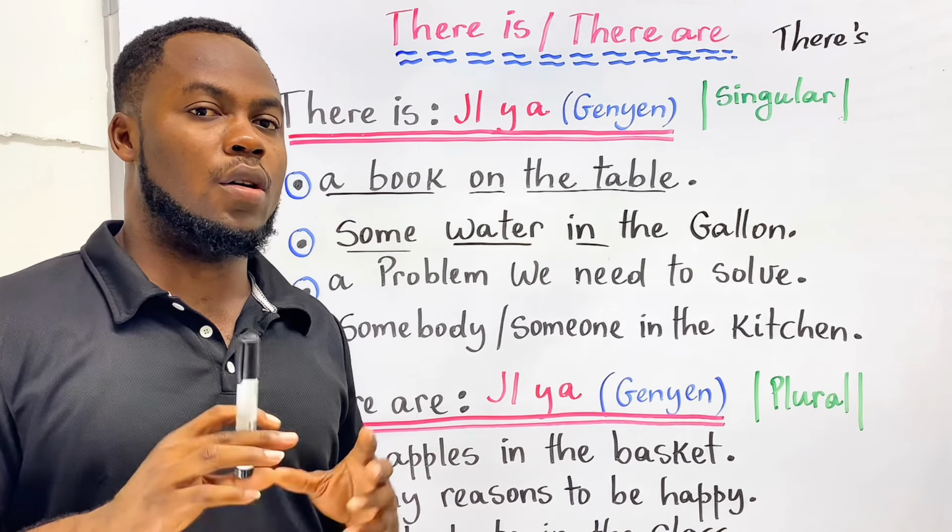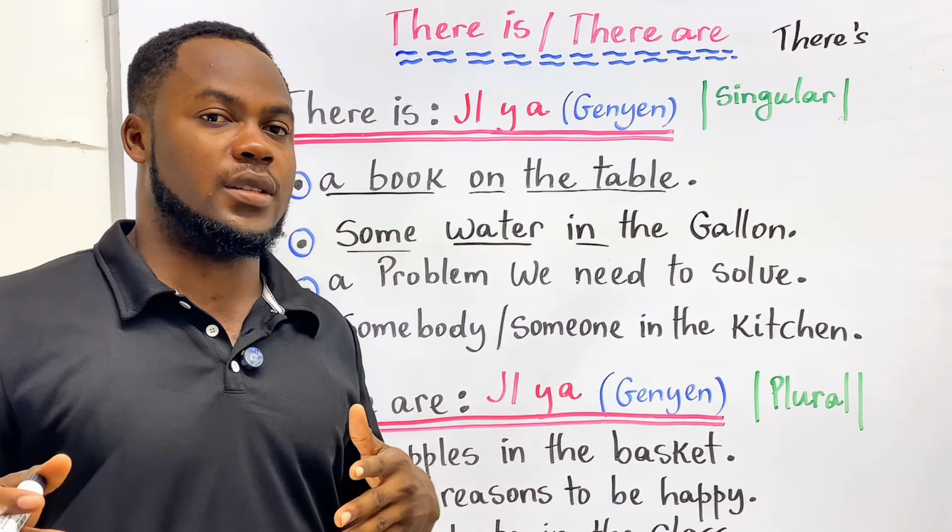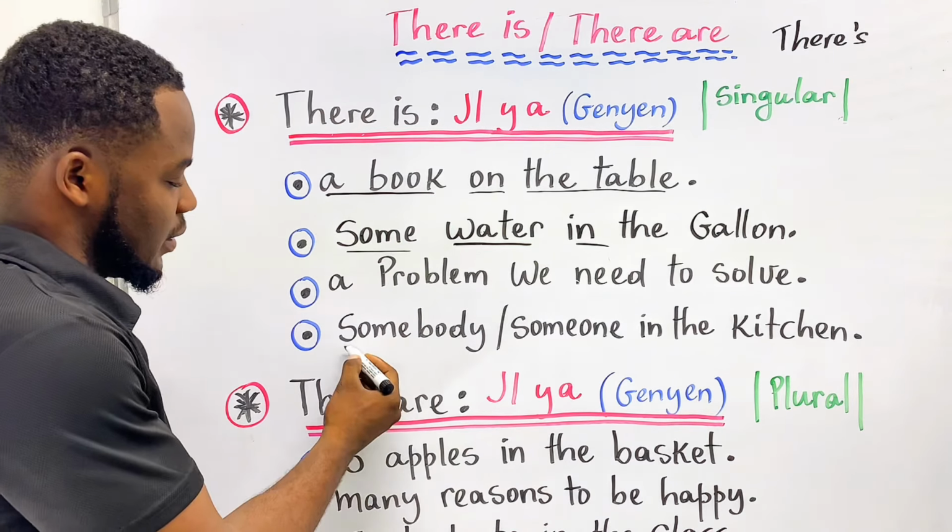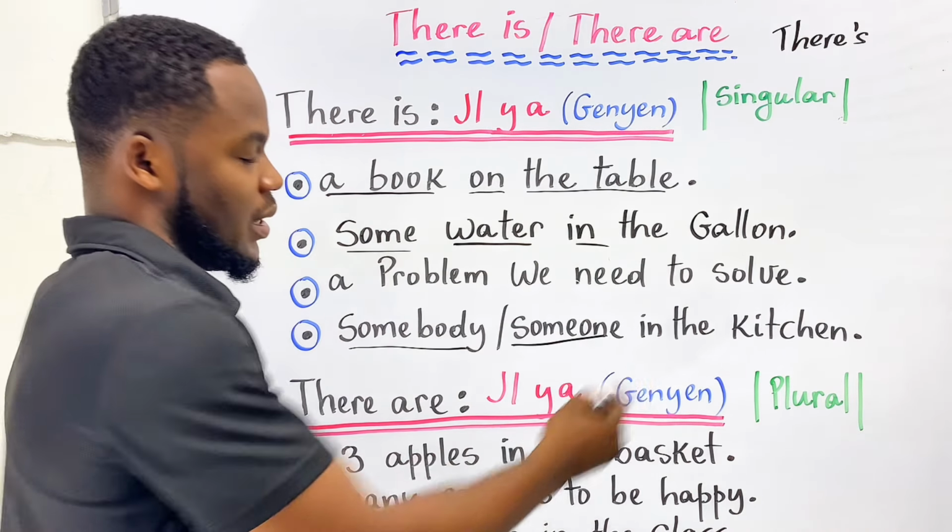There is someone or somebody in the kitchen. Okay? There is somebody or someone in the kitchen.